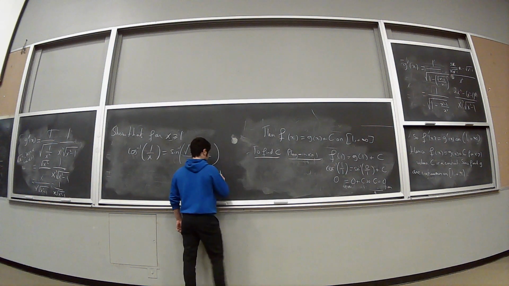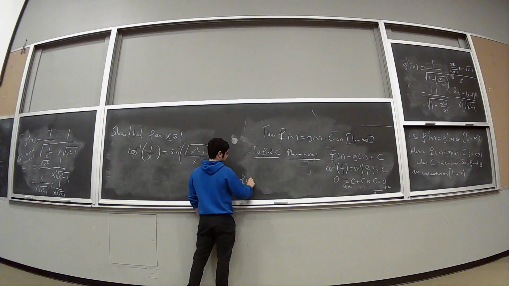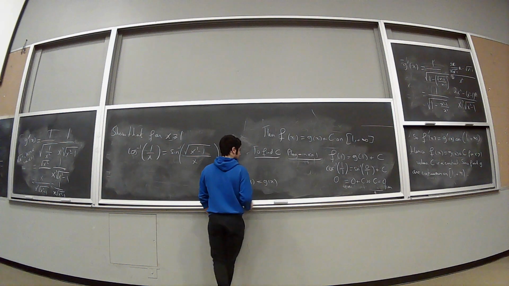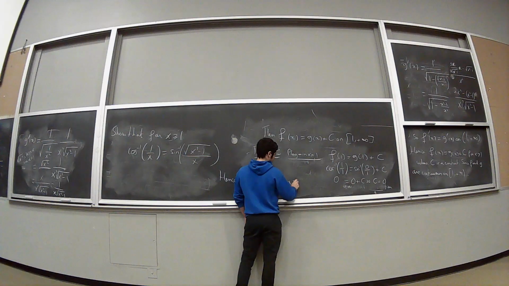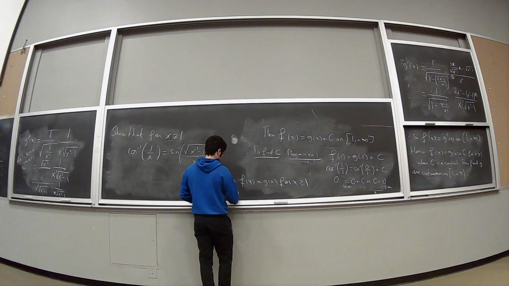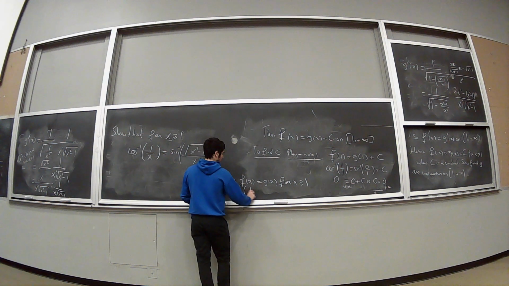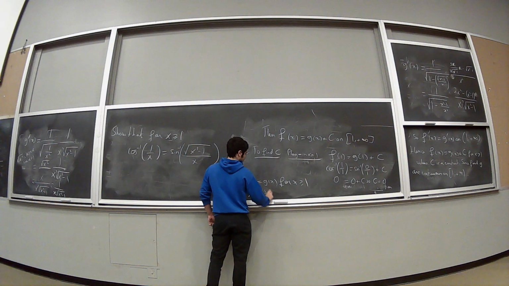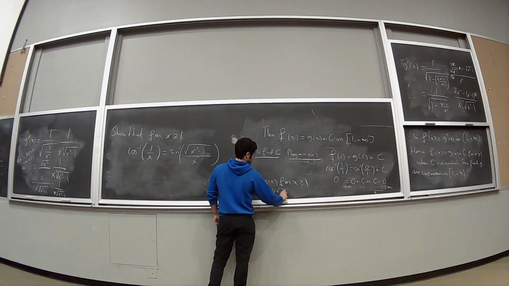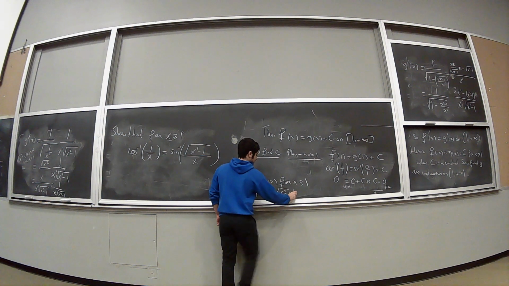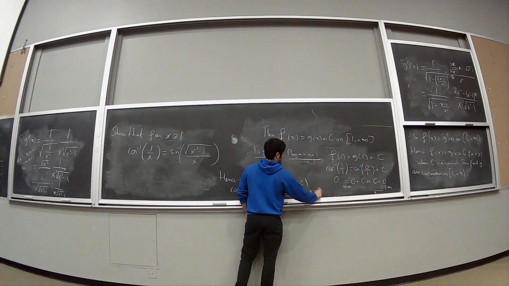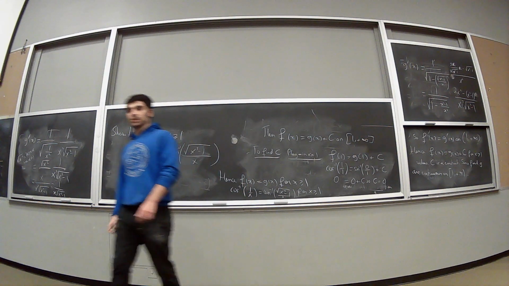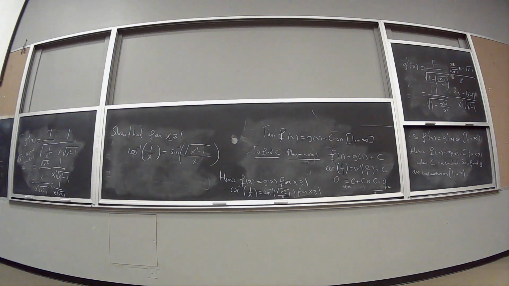Hence, f of x is equal to g of x for x bigger than 1. Always try to write down the conclusion: cos inverse of 1 over x is equal to sine inverse of square root of x squared minus 1 over x, for x greater than or equal to 1. Okay, are we good here? I'll try to give you more practice on this stuff, and please do that. Great, awesome.